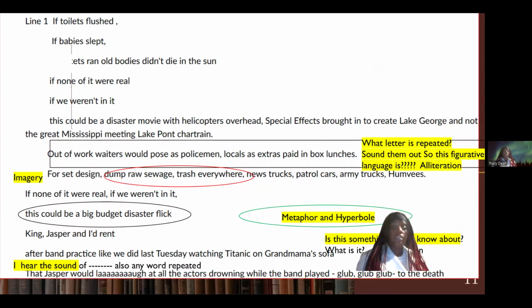Everybody got that? Sound them out. Wow. That's alliteration. "Dump, raw sewage, trash everywhere." Okay, I can see dump, raw sewage. I can see trash everywhere.